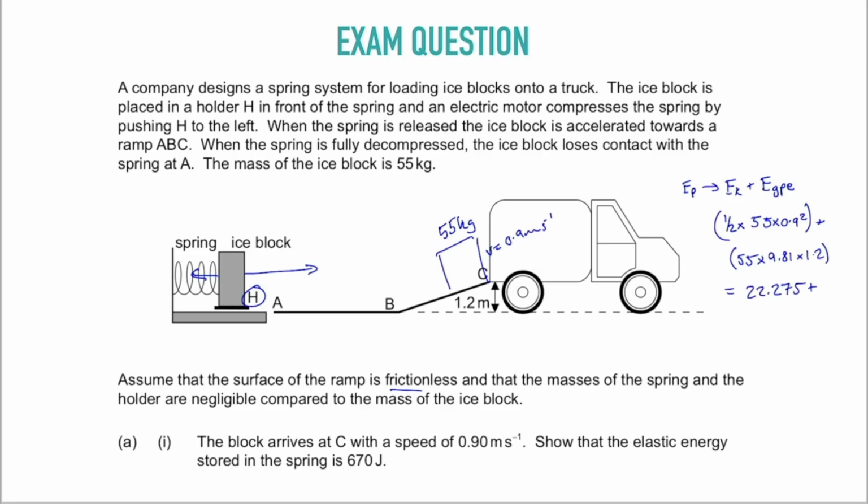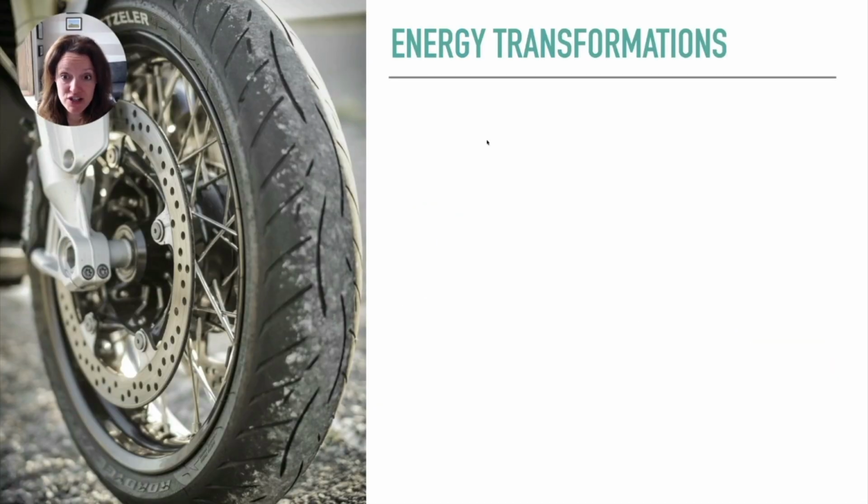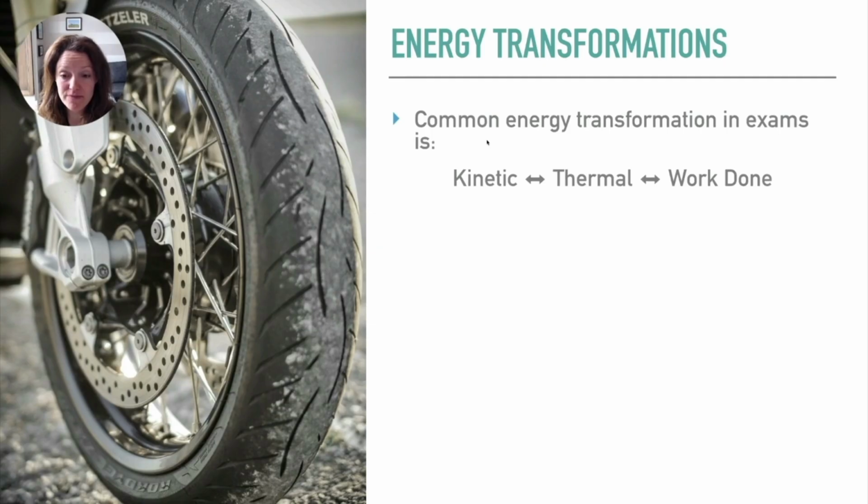22.275 plus 647.46, and that is a total of 669.73. We want to take that to two significant figures. We've got 670 joules.